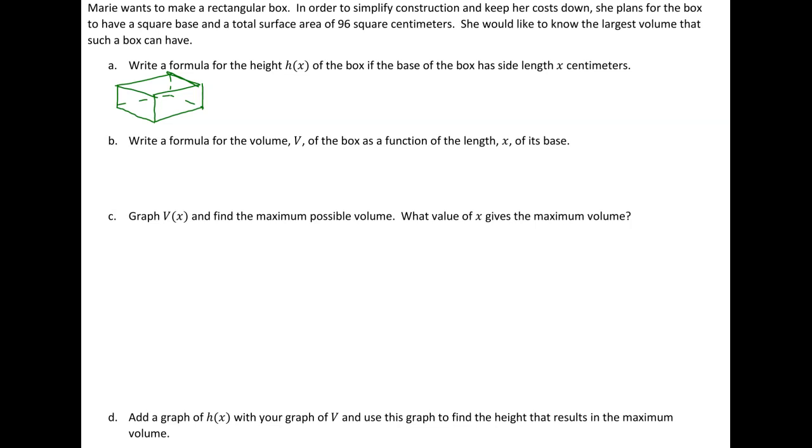Part A is asking not for the volume formula, that is our goal, we'll get there in part B, but it's just asking if you can find a formula for the height of the box, assuming that the base has side lengths x centimeters. So we're imagining it's a square, which means both side lengths are going to be x, and then this is the height h that we're talking about.